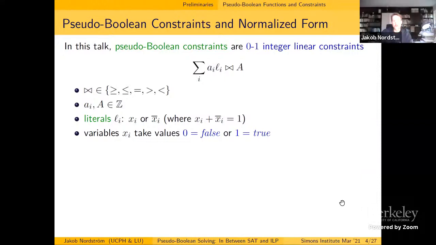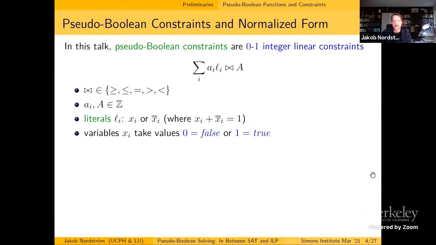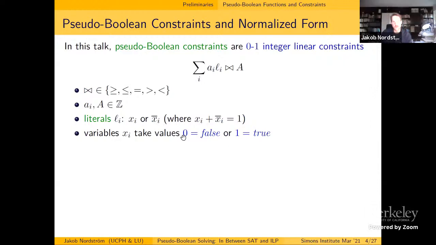Okay, so just to make clear we're on the same page. Pseudo-Boolean constraints will be linear constraints for the rest of this talk, where I have integer coefficients, an integer constant term, literals, that's just variables or negated variables that take values true or false, so 1 or 0.